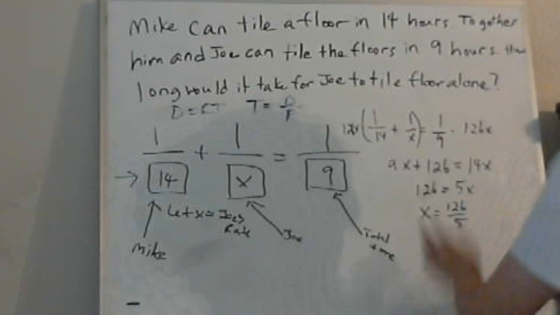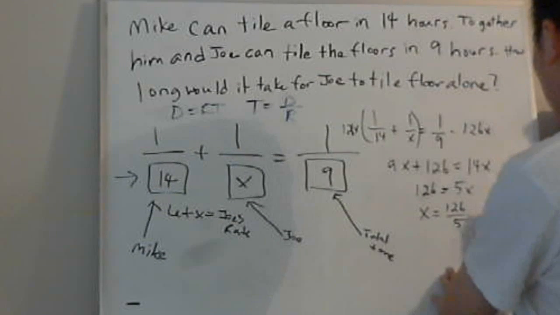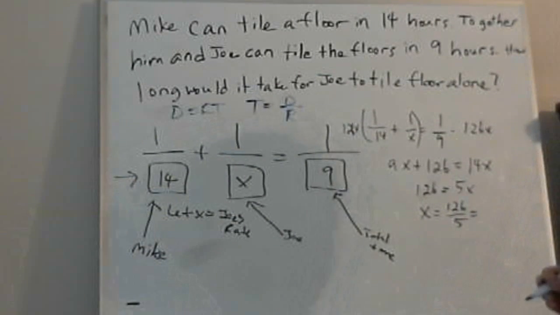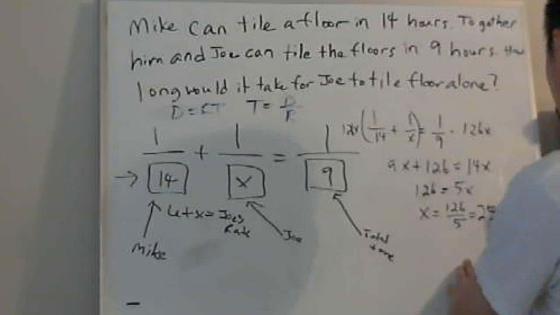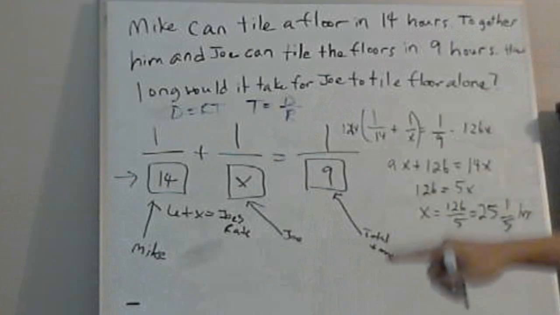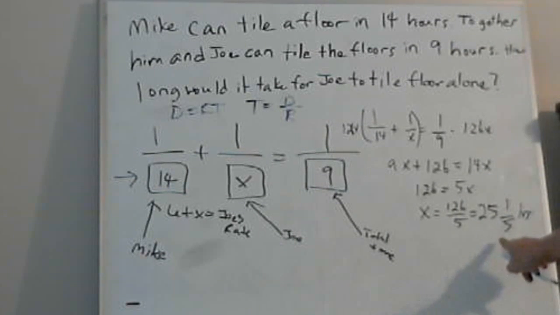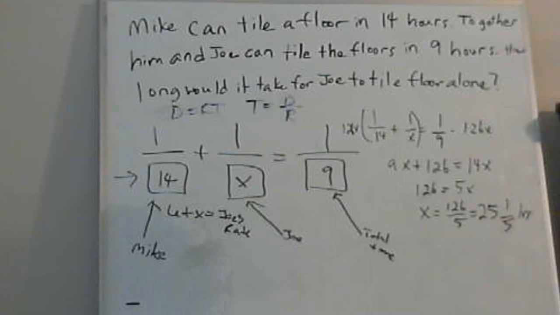And since they're asking how many hours, I'll put this in mixed form. That is equal to 25 and 1/5 hours. Okay? So Mike can do it in 14 hours. Joe can do it in 25 and 1/5 hours, because that's what x is, Joe's time. And together they do it in 9 hours.